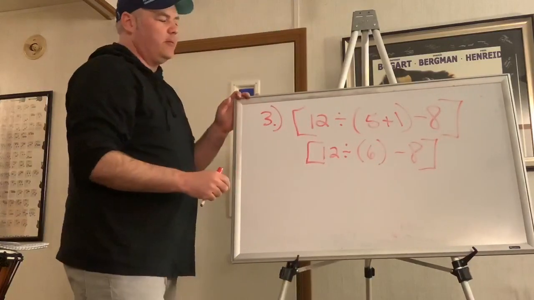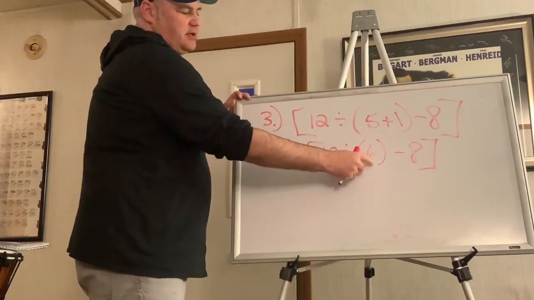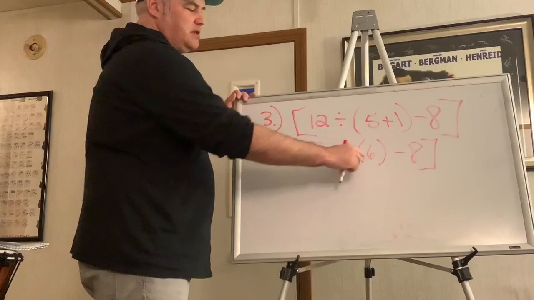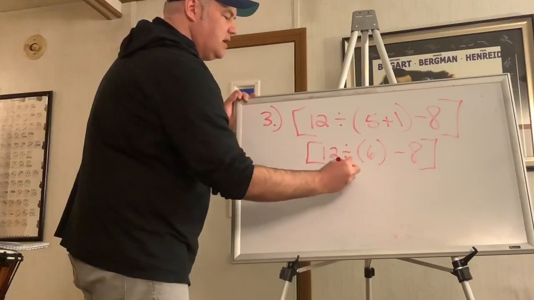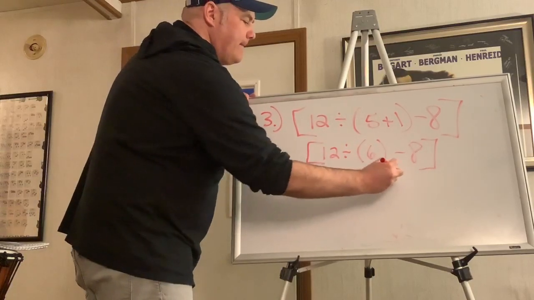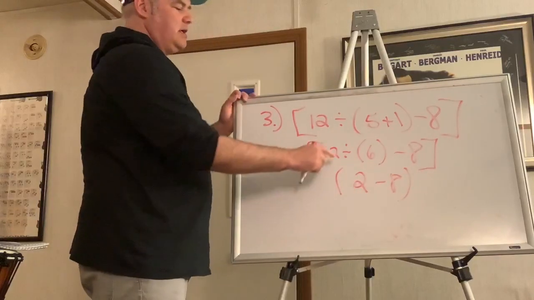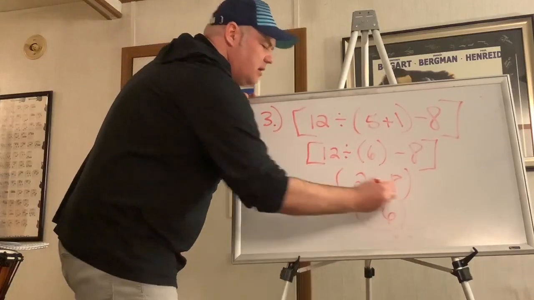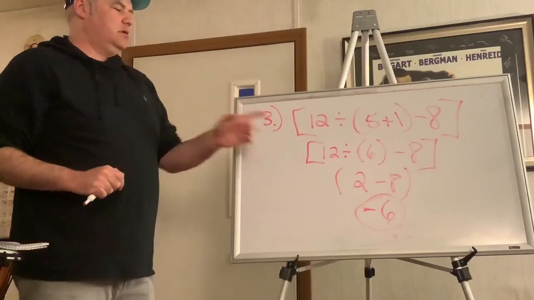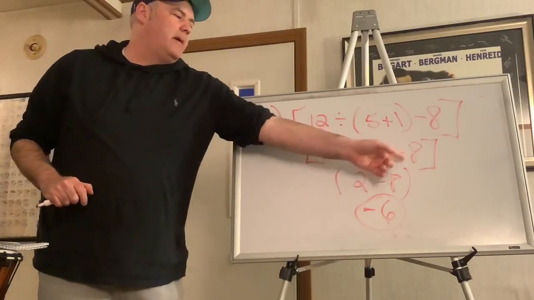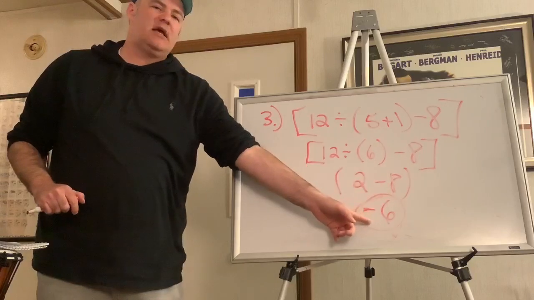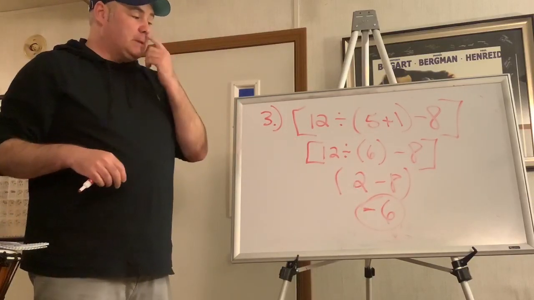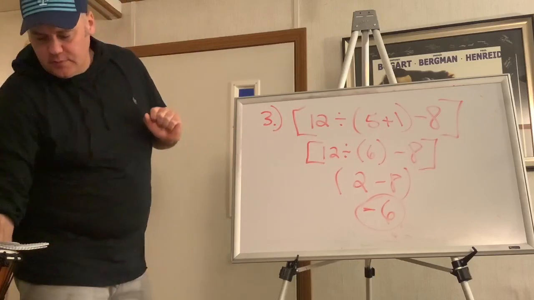Okay, and now you're inside one parentheses. You're done inside this one. There's nothing left to do, so you can go ahead and do your division. 12 divided by 6 is 2. Okay, and 2 minus 8 is negative 6. You had 2 positive, you went 8 in the negative direction, so that puts you at negative 6 there.